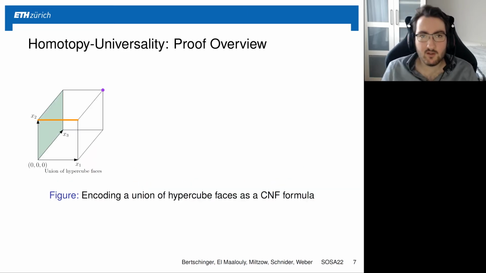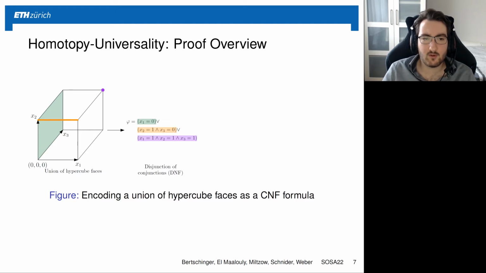Now, a union of faces of the hypercube is much easier to work with than a semi-algebraic set, because now it is not defined anymore by polynomial equalities and inequalities, but we can actually describe it as a simple logical formula. So from each union of faces of the hypercube, we can easily write a disjunctive normal form formula. So for each maximal face in the cube, we just create one clause, and this clause describes all points in this face. So for example, for the orange face, we have this formula x2 equals 1 and x3 equals 0.